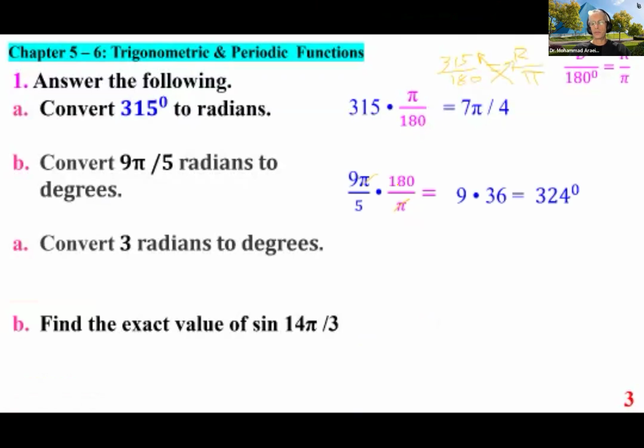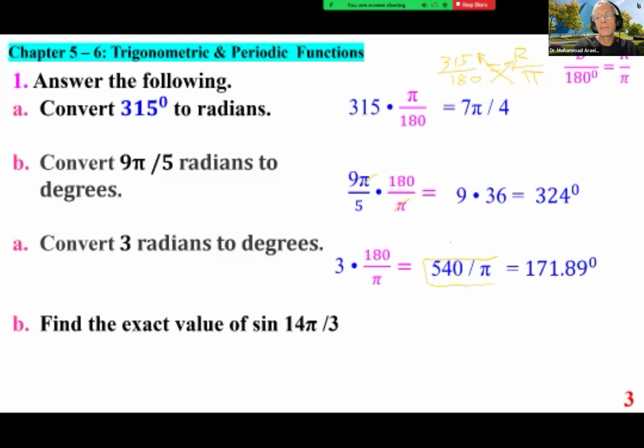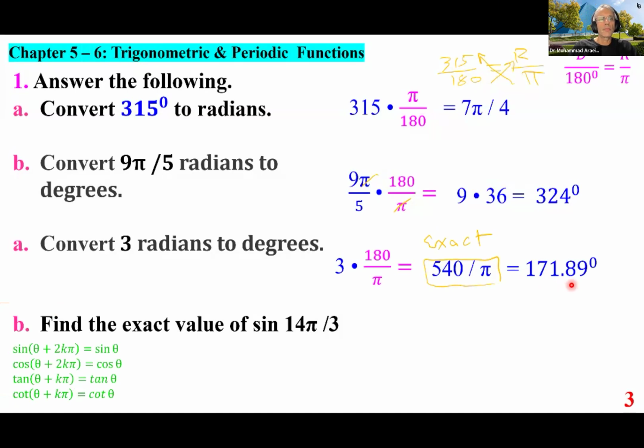Convert 3 radians to degrees, so you're going to multiply 3 times 180 over pi, which is 540 over pi. And again, this is exact. But most likely we are going to write it in this fashion as 171.89 degrees.